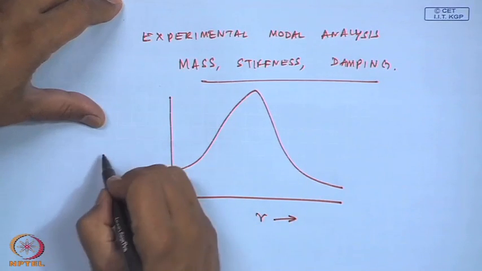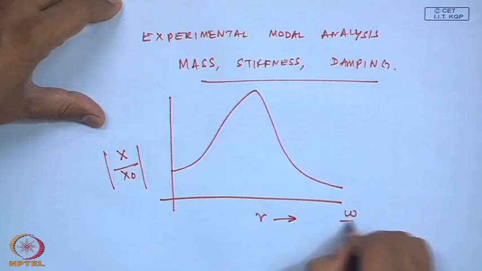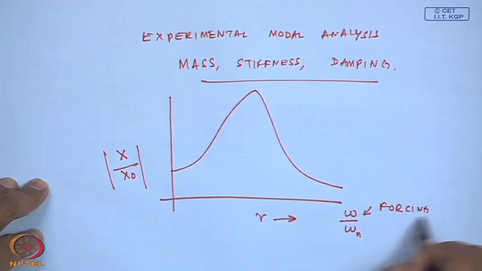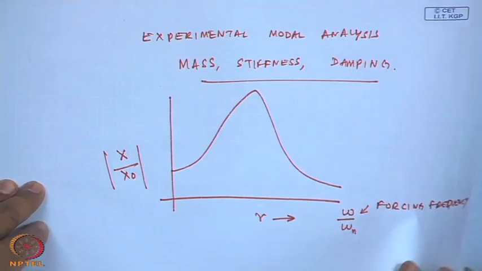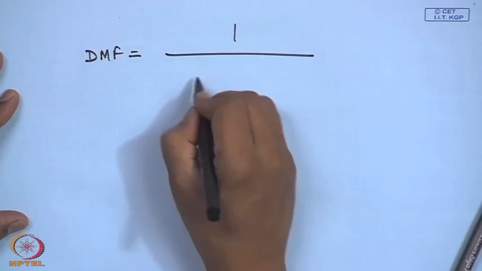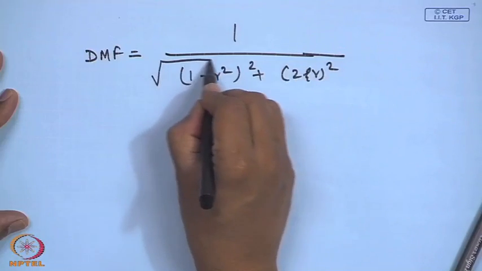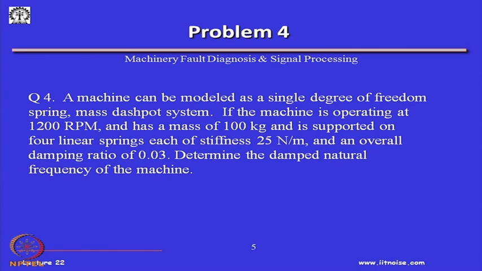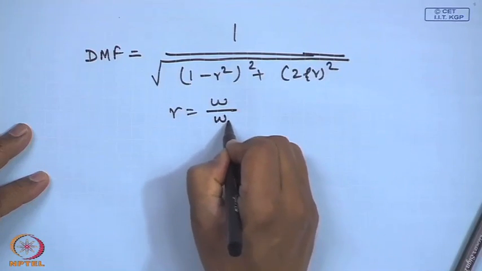This is the dynamic magnification factor, x by x naught, and r is nothing but omega by omega n, where omega could be the forcing frequency, and this is the natural frequency. So, the dynamic magnification factor is always given by 1 by the square root of (1 minus r square) whole square plus (twice zeta r) square, where zeta is the damping ratio. In this case, zeta was given as 0.03. As you see, the response is very much dependent on r, the ratio of the forcing frequency and the natural frequency.